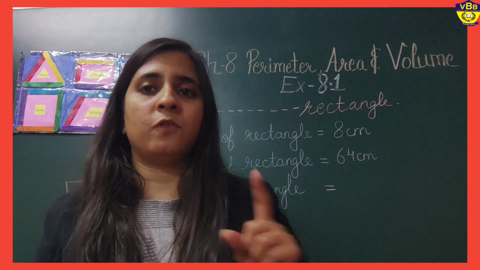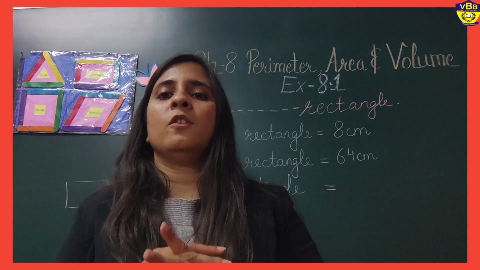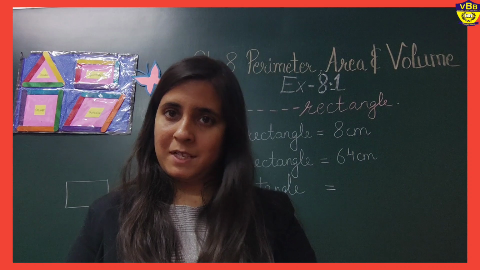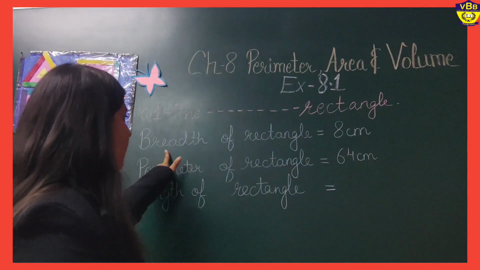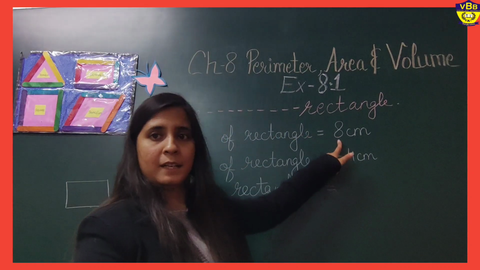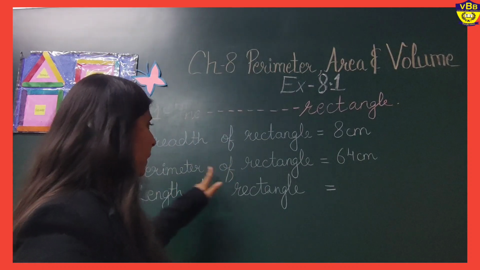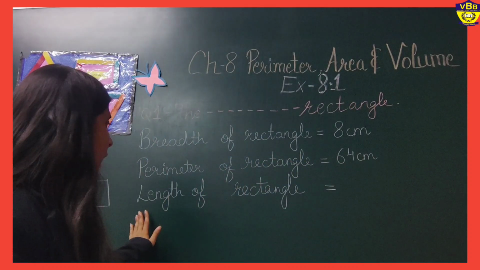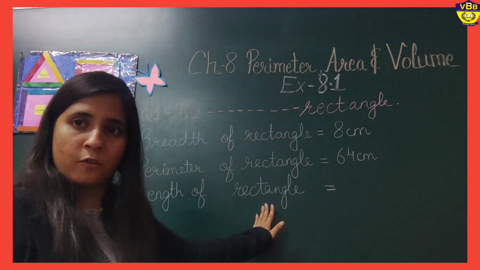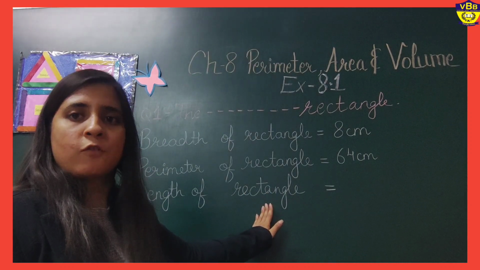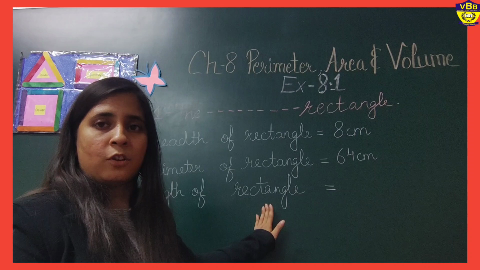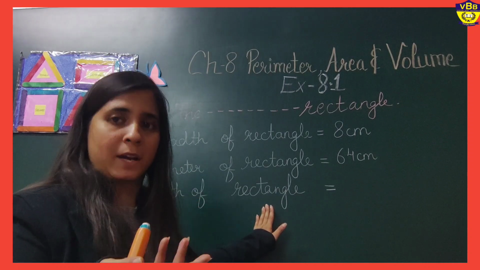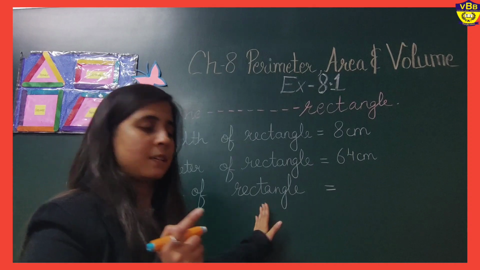Let us see how we are going to do it. Firstly, as it is a statement question, we are supposed to write the statements as well. So it is already given, breadth of rectangle is 8 centimeter, perimeter of rectangle 64 centimeter, and we have to find the length of rectangle. So there is a formula to find the length of rectangle, or if length is given, we can even find breadth, and the formula remains same.